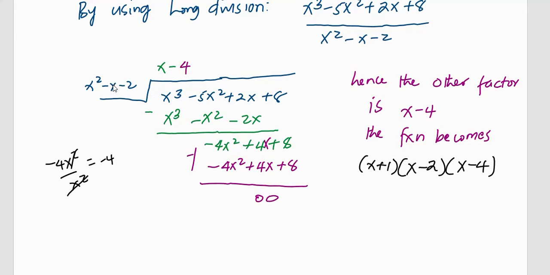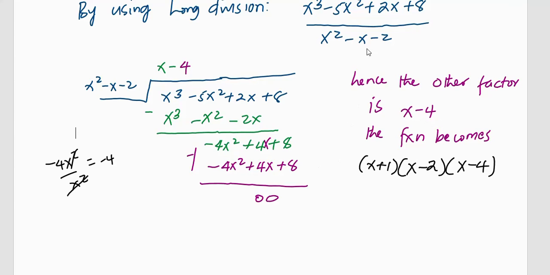I also multiply x squared minus x minus 2 by minus 4. If I multiply by minus 4, it will become minus 4x squared, then minus 4 times minus x becomes plus 4x, then minus 4 times minus 2 becomes plus 8. When I subtract, minus 4x squared minus minus 4x squared reduces to 0. Then 4x minus 4x is 0, and 8 minus 8 becomes 0.